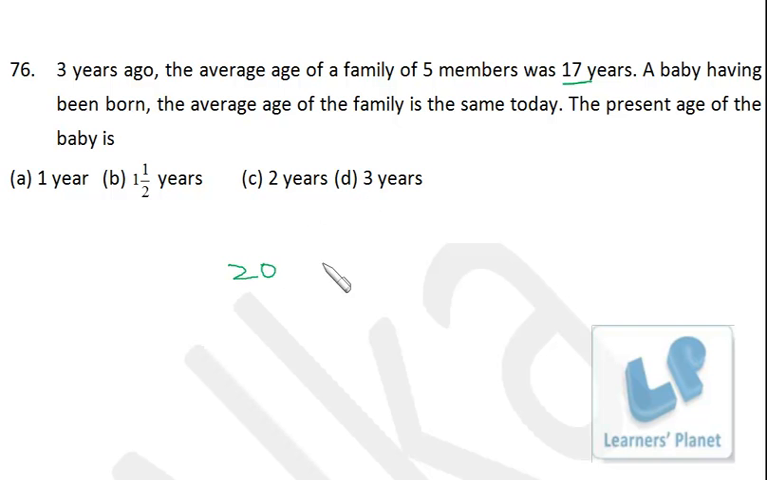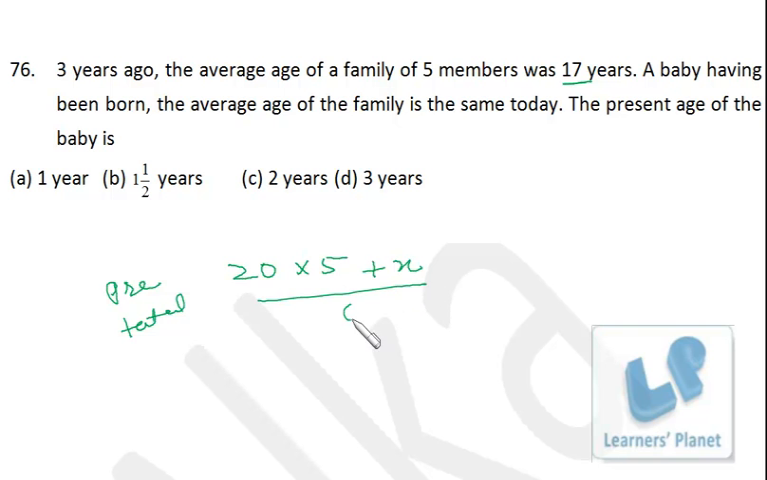And since there are 5 members, so present total of these 5 members must be 20 into 5, right? That is the present total of the 5 members. Now we have one more baby. I assume the age of the baby to be x, right? Now this is the total of 6 members. This is the total of 5 members plus x, the age of baby.